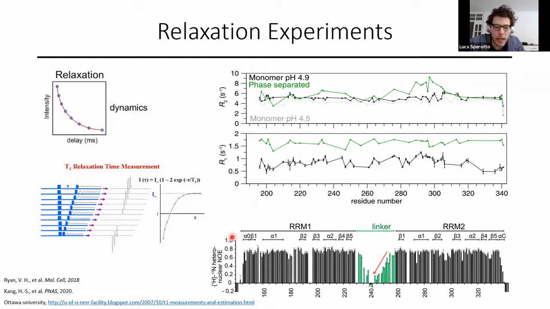This is another way to look at more or less the same thing. It is based again on the NOE effect, but in this case we use it to check the dynamics of the backbone of the protein, because we are looking at the HN group.